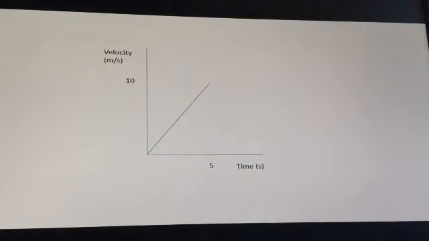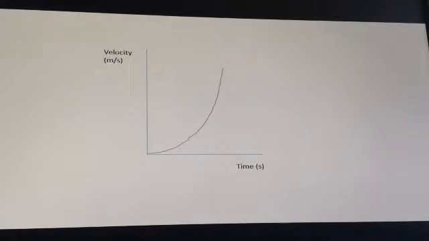Why does the gradient tell us the acceleration? Well, think about what acceleration is. The change of velocity in time. The y-axis is showing us the change of velocity, in this case from 0 to 10 meters per second, and the x-axis is showing us the time that takes: 5 seconds. So y divided by x is change of velocity divided by time, and that's acceleration. 2 meters per second squared, a constant rate of acceleration here.